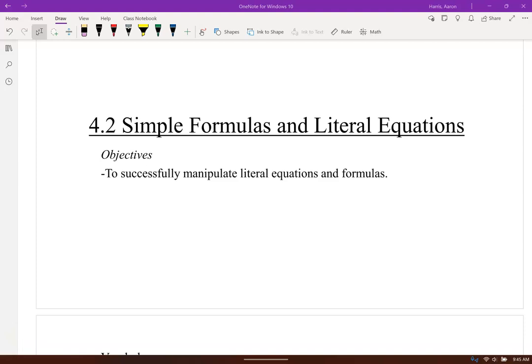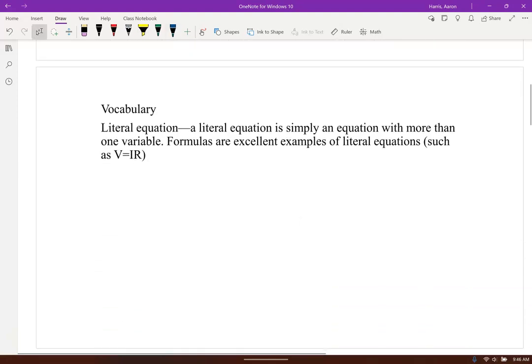This section on simple formulas and literal equations, we're using the same processes as last time with those properties of equality. We'll just use them to solve for a variable. So we'll have multiple variables. A literal equation is an equation with more than one variable.